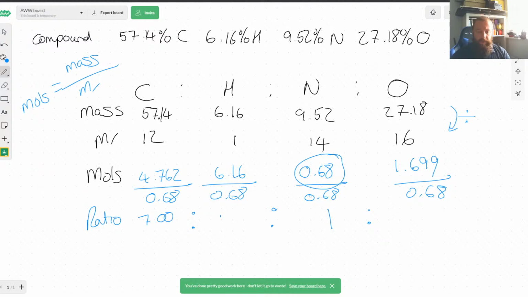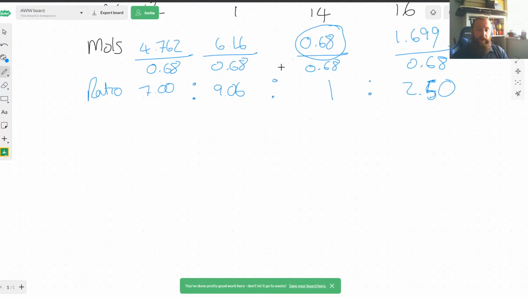Okay. That one's 9.06. It's pretty much 9, and you'll see why in a minute. We're going to round that to a whole number. And the last one, 1.699 divided by 0.68 is 2.50. So again, we've got to this half number. I haven't chosen it deliberately on this one. It's just the way it's worked out. This is pretty much 7 to 9 to 1 to 2.5.